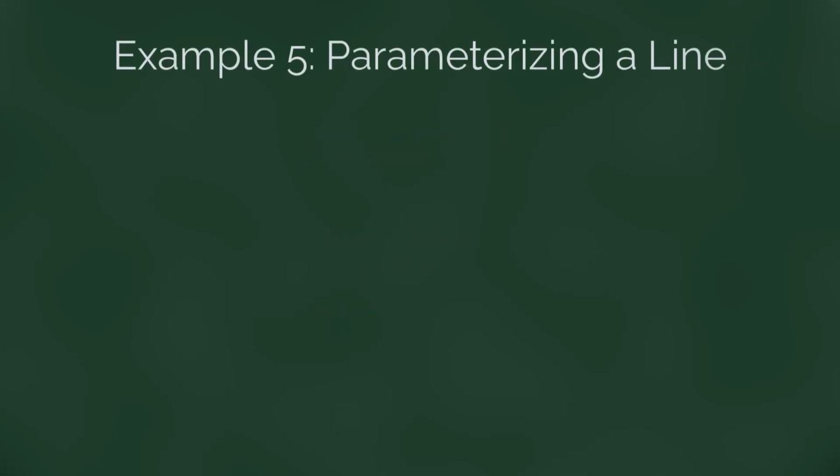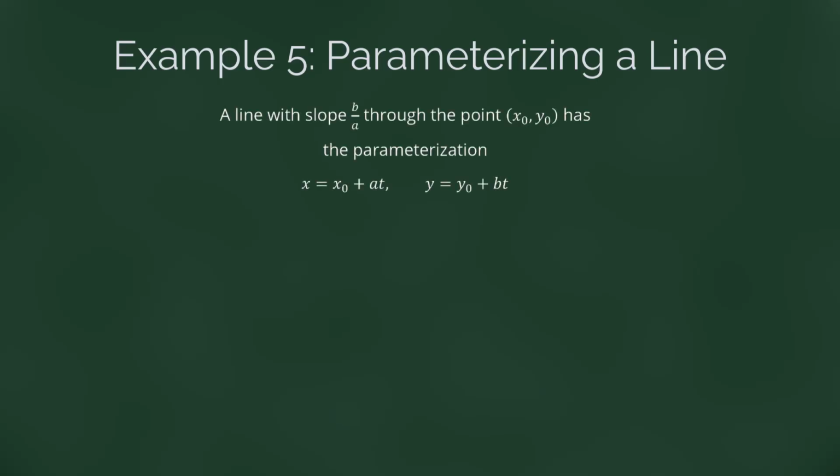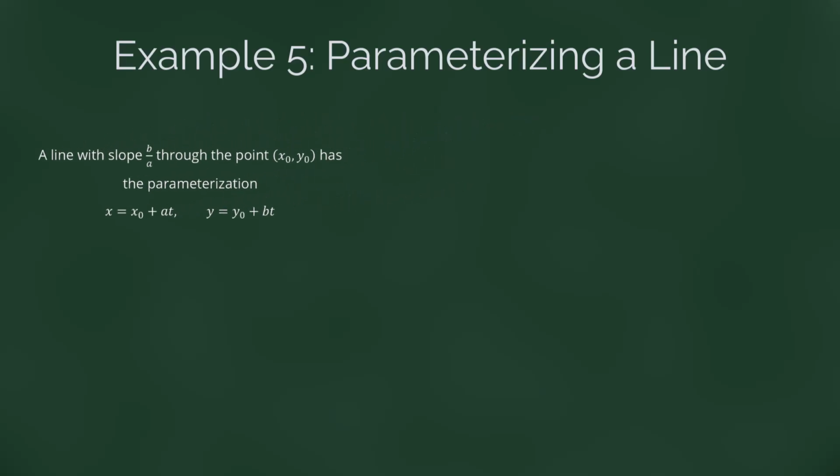Not all of our parameterizations will be that straightforward, but we do have some general rules that can help us to do this. For instance, if we want to parameterize a line and we know that the line has a slope b over a, and we know one point on that line, x naught, y naught, we can use the parameterization x equals x naught, the starting point, plus a times t, and y equals y naught plus b times t. Let's use that in an example now.